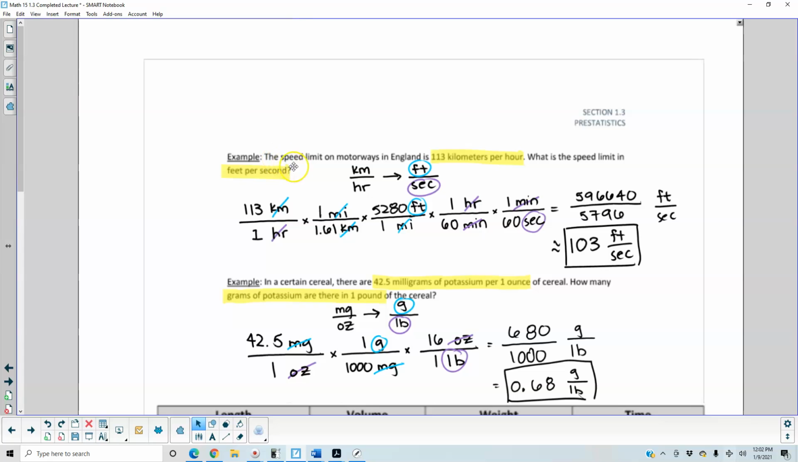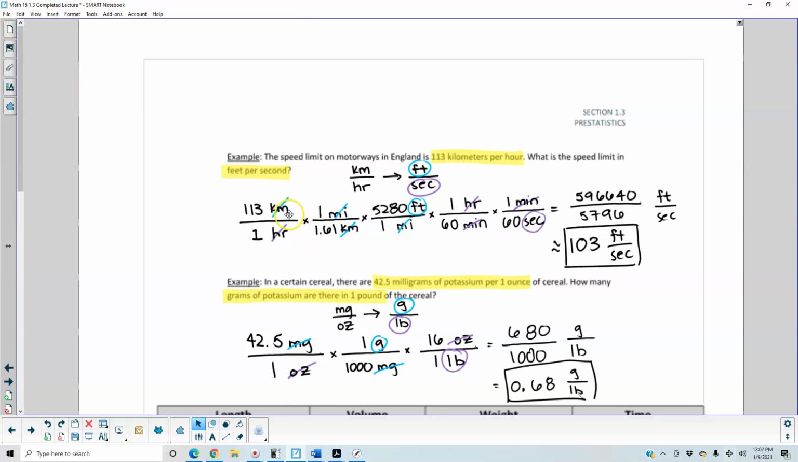Okay, the next example, we have the speed limit on motorways in England is 113 kilometers per hour. What is the speed limit in feet per second? So we have 113 kilometers per 1 hour. So what we want to do is convert it to feet per second. So the ultimate goal is to get feet in the numerator and seconds in the denominator.